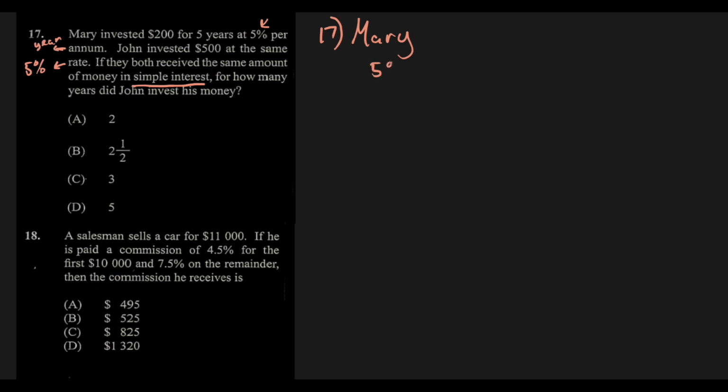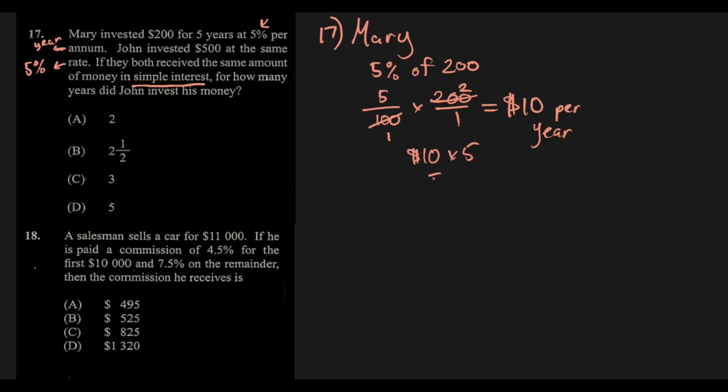So if we have 5% of $200, that would be written as 5 over 100 times 200. So 100 goes into itself once, and 100 goes into 200 twice. So 5 times 2 is $10. So she would have $10 per year. And how long did she do it for? She did this for 5 years. So that must mean she had $10 times 5, which is equal to $50. So she received $50 in simple interest.